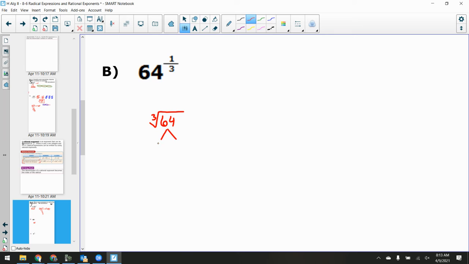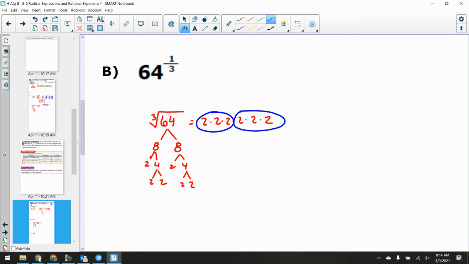Well, let's just break down 64. That's 8 and 8. 2 and 4. 2 and 4. 2 and 2. So this gets me 2 times 2 times 2 times 2 times 2 times 2. 1, 2, 3, 4, 5, 6. Okay, thought I lost count for a second. And then I take equal groups of 3, and so this is equal to, okay, 4.